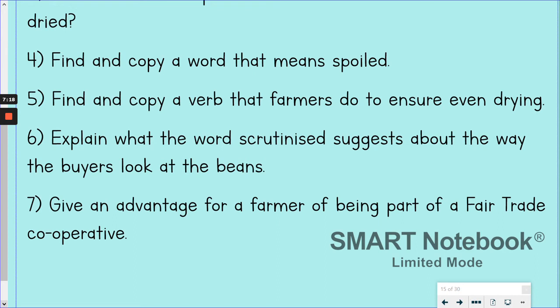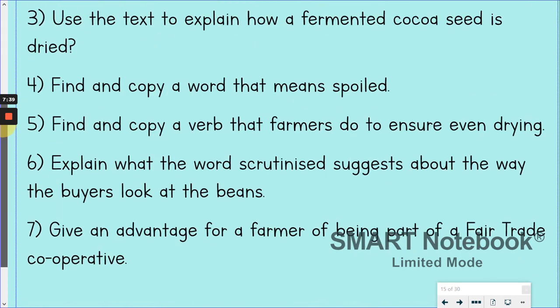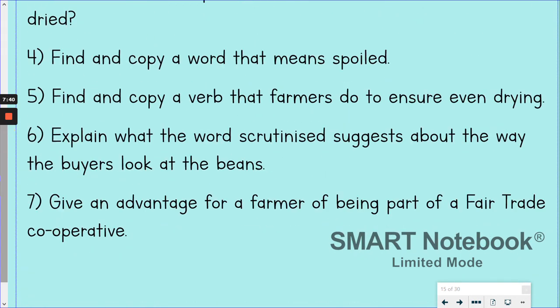Question 6. Explain what the word scrutinise suggests about the way the buyers look at the beans. Question 7. Give an advantage for a farmer of being part of a fair trade cooperative. So you can pause here for the first 4 questions. And you can pause here for 5, 6 and 7.